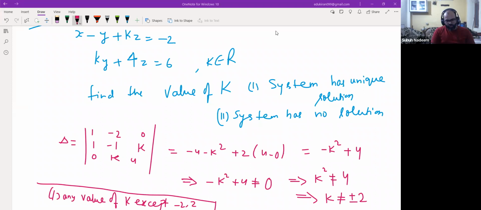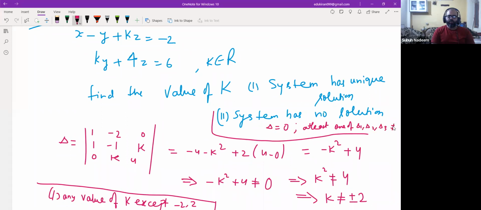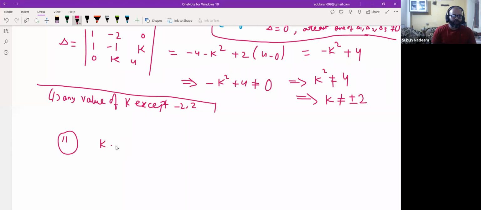Okay, Aditya is saying k equal to 2 and minus 2. Aditya, for no solution, delta is equal to 0, that is fine. But one more condition is that at least one of delta 1, delta 2, delta 3 is not 0. Have you checked that also or not? Because maybe both 2 and minus 2 are not answers. One is there, one is not there. So delta equal to 0, that you will take of course. That is, for the second part, k will become plus minus 2. That is the first condition. What is another condition? That if you take delta 1, delta 2, delta 3, at least one is not 0.